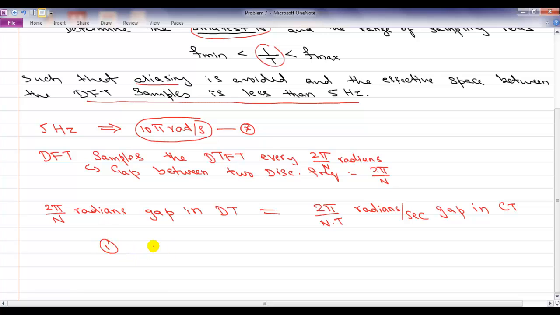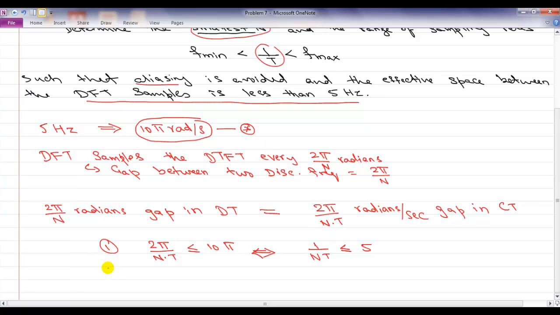So our first constraint is that 2 pi over nT should be less than or equal to 10 pi, which means that 1 over nT should be less than or equal to 5. Right? That is my first constraint. We are interested in finding both n and capital T. I have just one constraint. I have two unknown variables, so I need to find one other constraint. Where is that constraint going to come from?